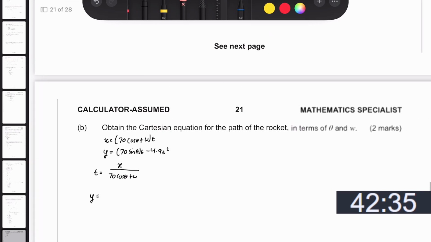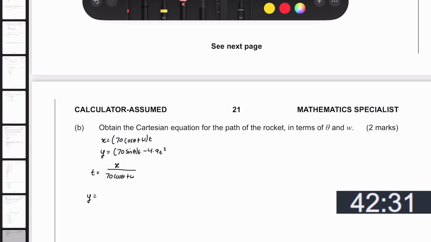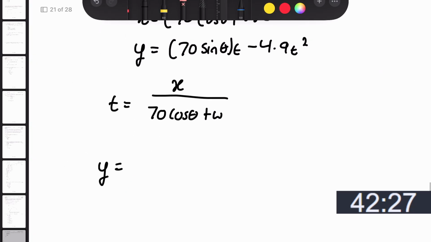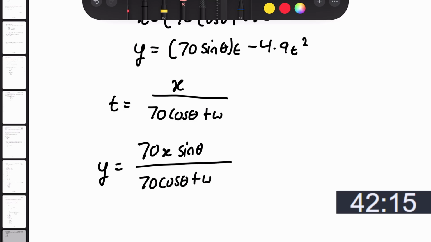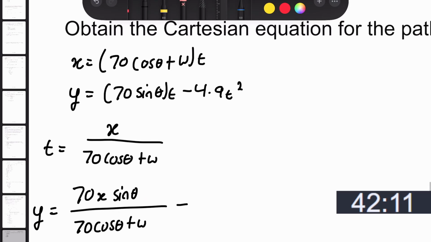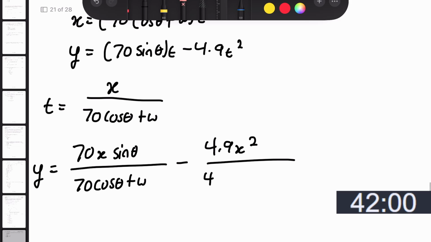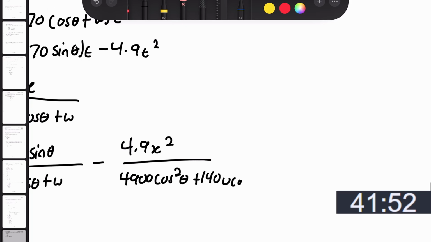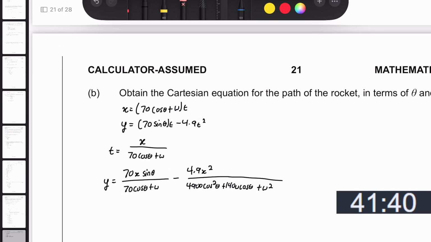So then y is equal to 70x sine of theta on (70 cosine of theta plus w) minus 4.9x squared on (4900 cosine squared of theta plus 140w cosine of theta plus w squared). Okay.